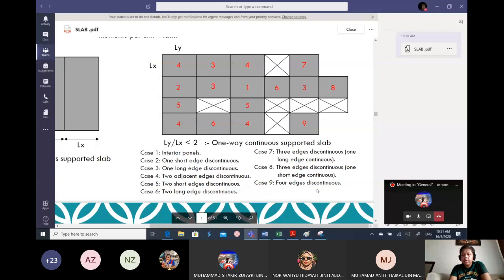Okay, berhati-hati dengan case number 9. Kenapa saya katakan you have to be careful with case number 9? So because you tengok ni adalah satu panel saja, you ingat adalah simply supported. Why? Case number 9 is considered as a continuous slab. Siapa boleh cerita dekat saya? Siapa boleh jawab? Kenapa? Case number 9 is continuous. Not a simply supported. Why?